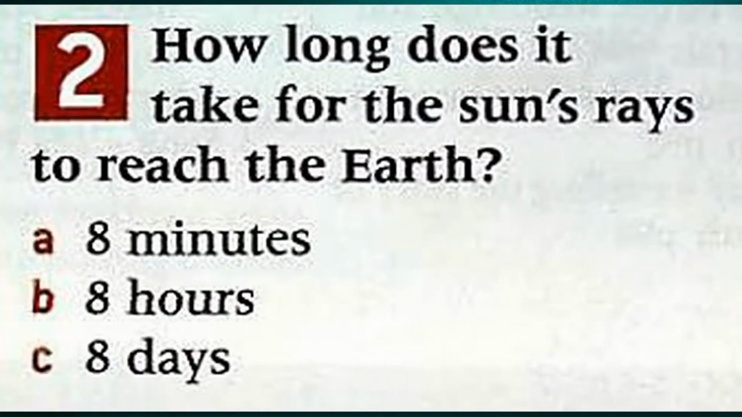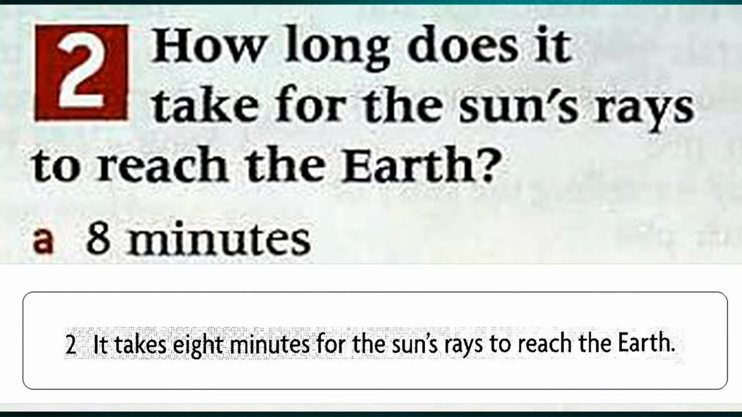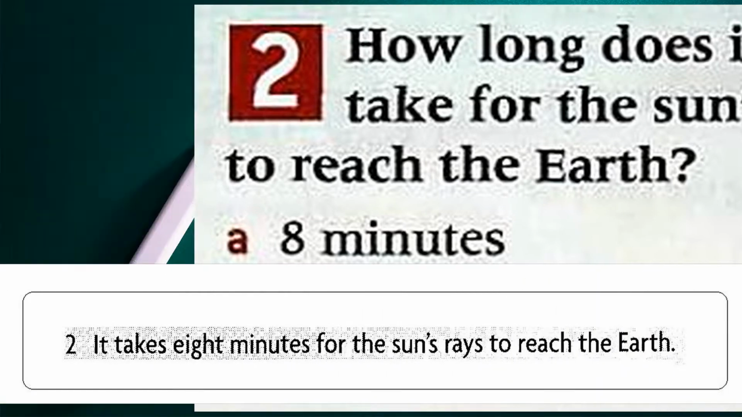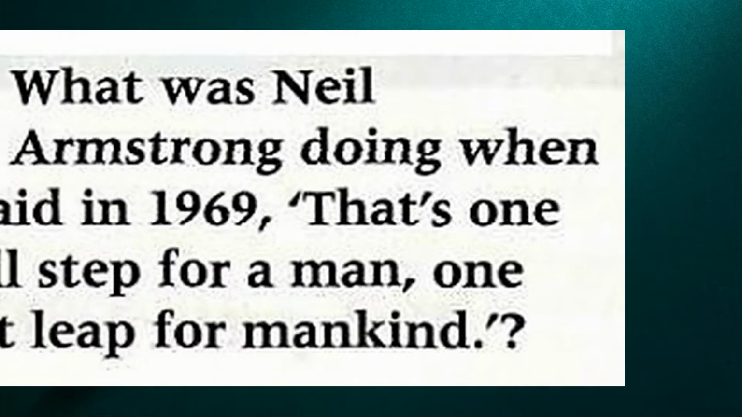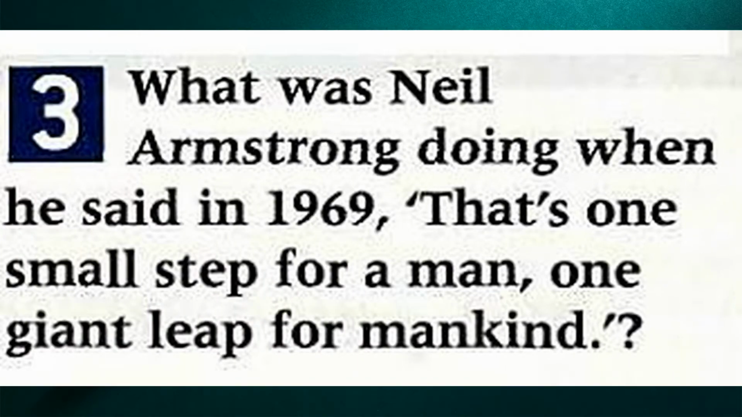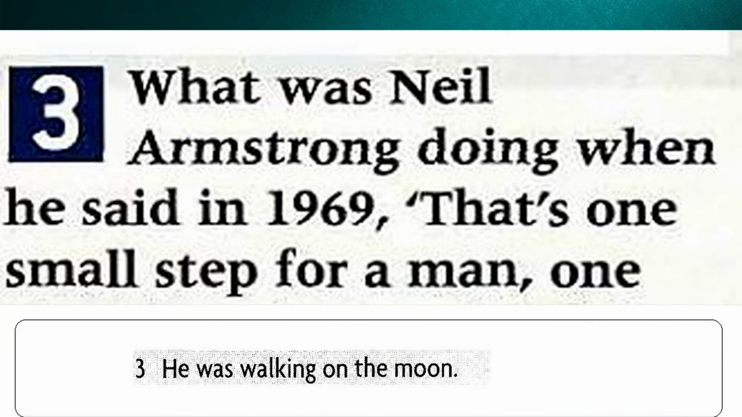Number 2. How long does it take for the sun's rays to reach the Earth? 8 minutes, 8 hours, 8 days? 2. It takes 8 minutes for the sun's rays to reach the Earth. Number 3. What was Neil Armstrong doing when he said in 1969, "That's one small step for a man, one giant leap for mankind"? 3. He was walking on the moon.